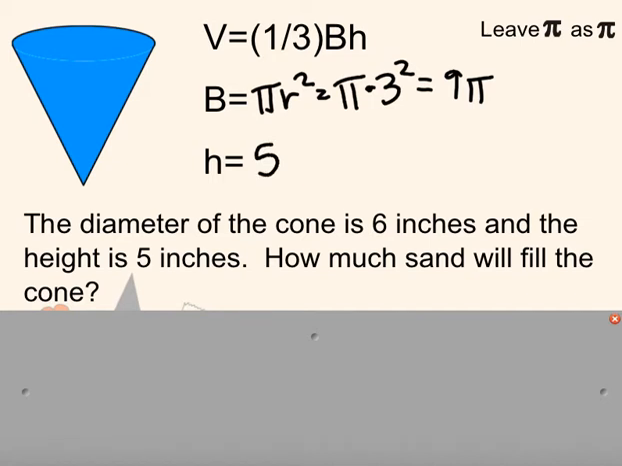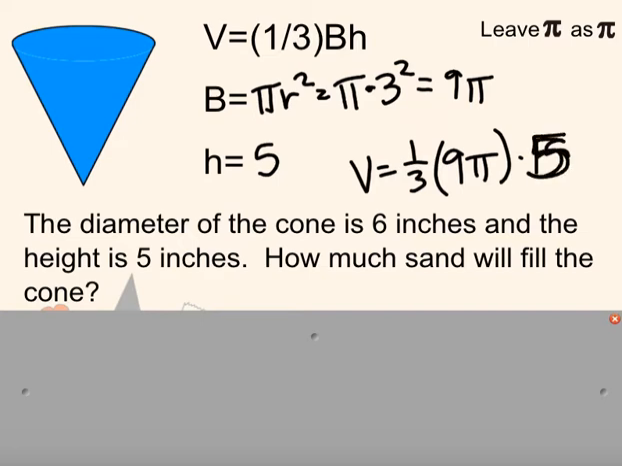So we say the volume is 1/3 of 9 pi times 5. And we will end up getting a volume of 15 pi inches cubed. That's as simple as it is. Just remember the area of the base in this case is a circle, so pi r squared, multiply by the height and divide by 3.